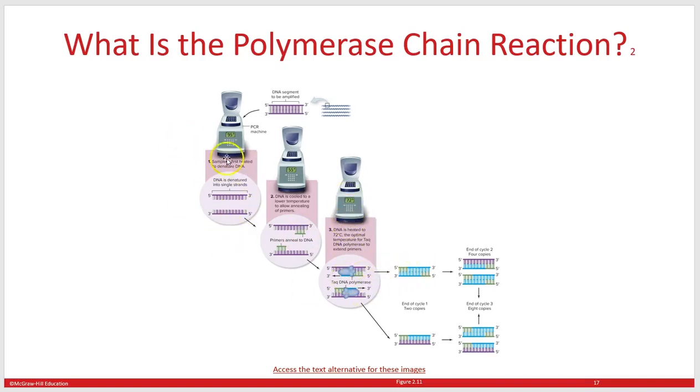And so even if you start with 1, you end up with 2. And at the end of cycle 2, you have 4 copies. At the end of cycle 3, you'll have 8. At the end of cycle 4, you'll have 16, and it doubles every time.